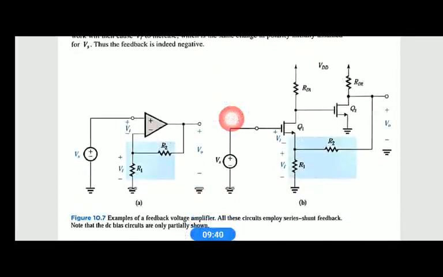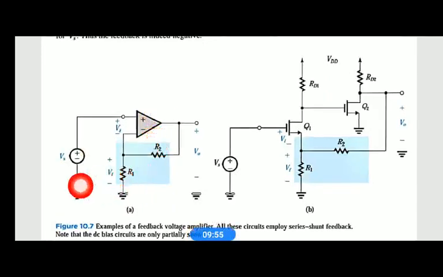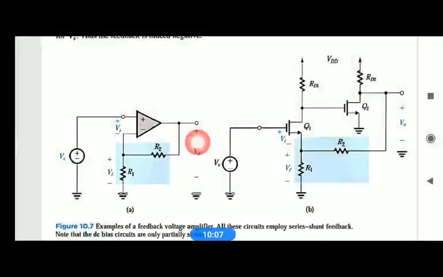Two examples of this kind of topology, the series-shunt voltage amplifier, are given here. The first one, you can see, is a non-inverting amplifier. Here we are applying Vs as the input signal and we get V naught as the output. So let's verify this.